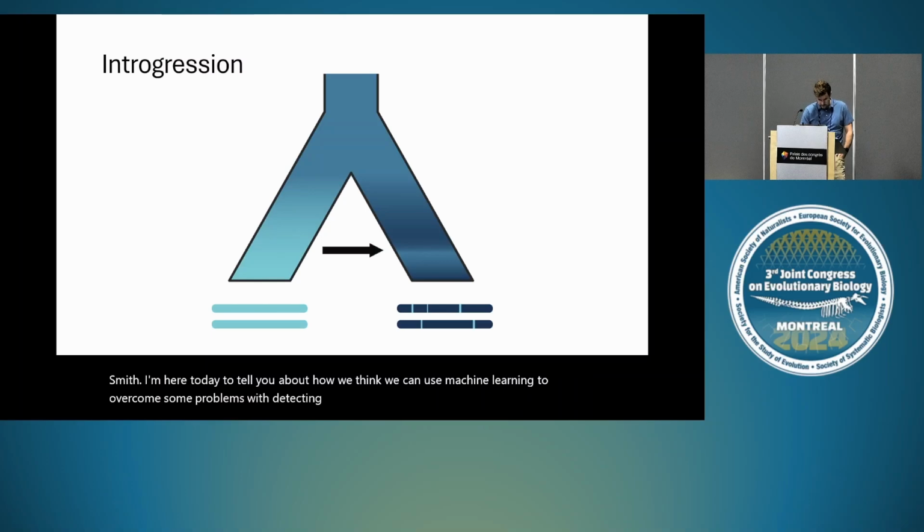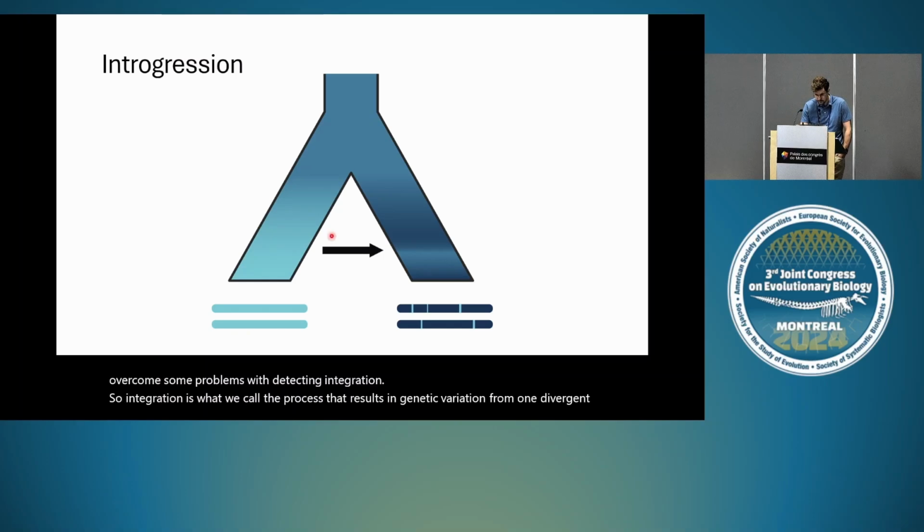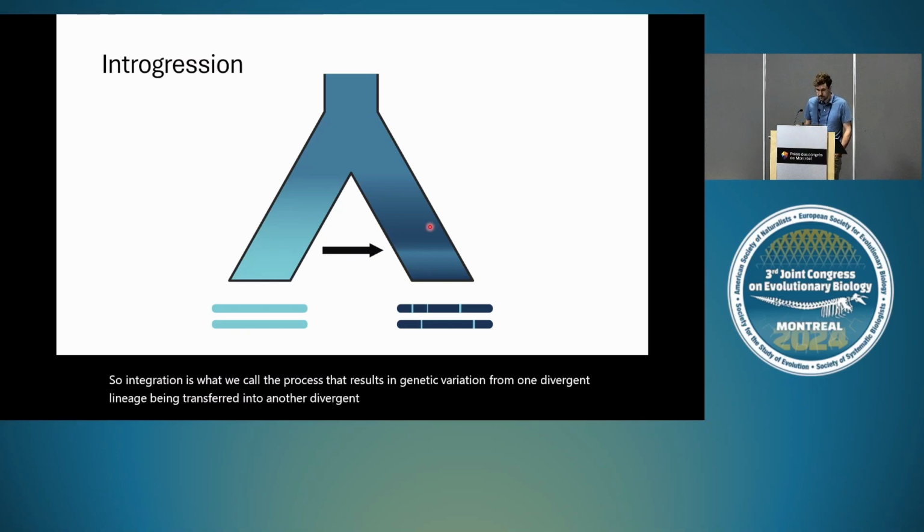Introgression is what we call the process that results in genetic variation from one divergent lineage being transferred into another divergent lineage through hybridization, where importantly some of that persists and could be detected in samples taken from a lineage. We have a lot of methods that can detect this, and they work quite well, but they make some maybe unrealistic assumptions about our data.